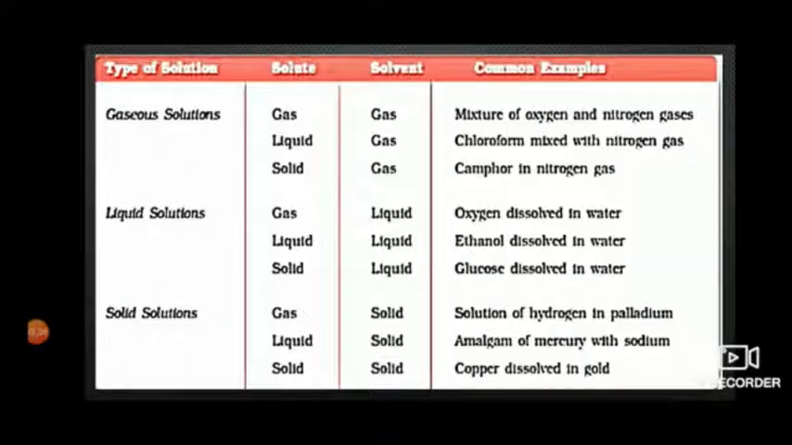Solid solution. In this solution, a solid acts as the solvent. For example, a solution of hydrogen in palladium, amalgam of mercury with sodium, and copper dissolved in gold, where a solid acts as a solvent.